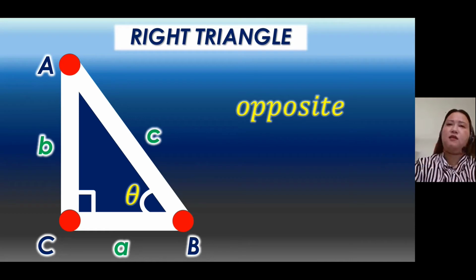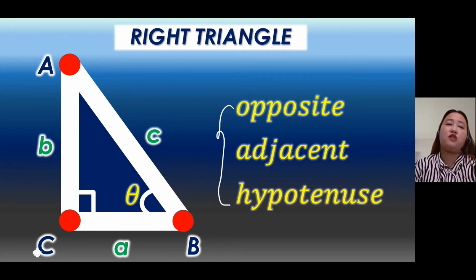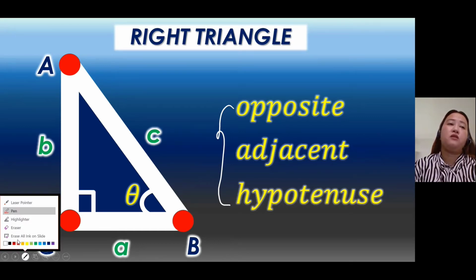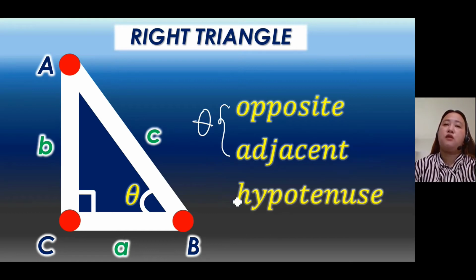So going back to the right triangle, remember we have the 3 sides of the right triangle: the opposite, adjacent, and hypotenuse. In determining these three, it should be clear. For the first two, opposite and adjacent, you have to consider the theta. Then the hypotenuse: of course, we know that the hypotenuse is the longest. So looking at our right triangle here, the longest is the C.